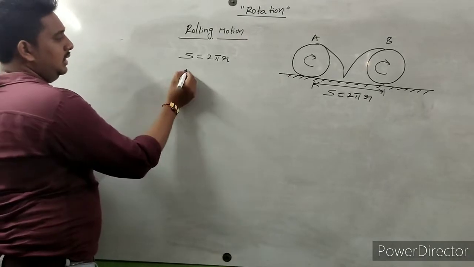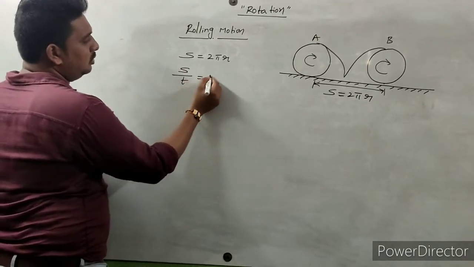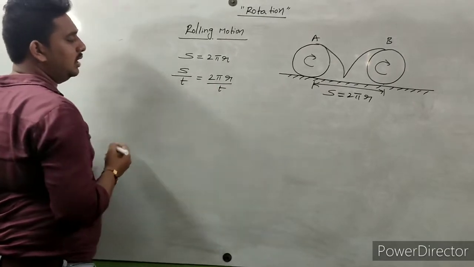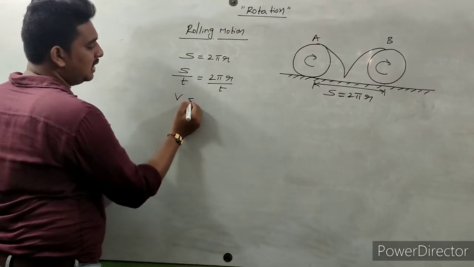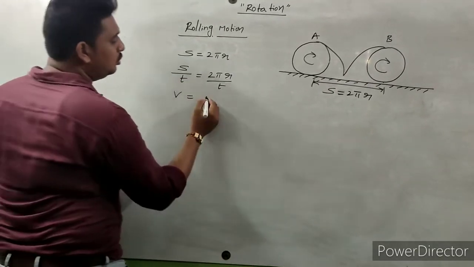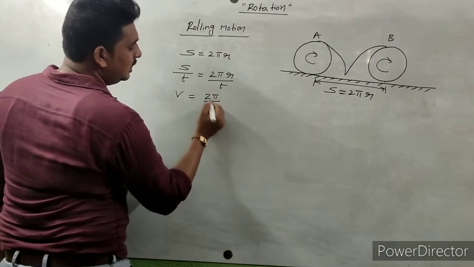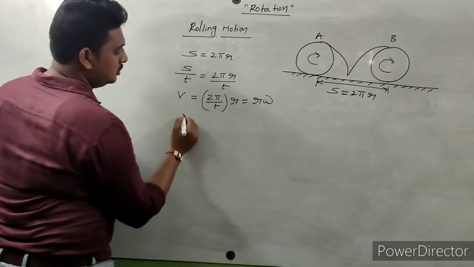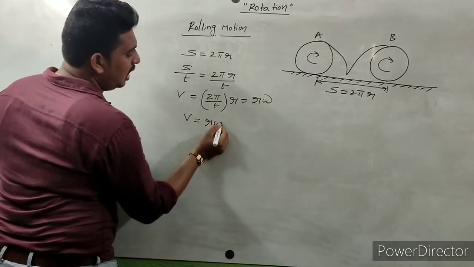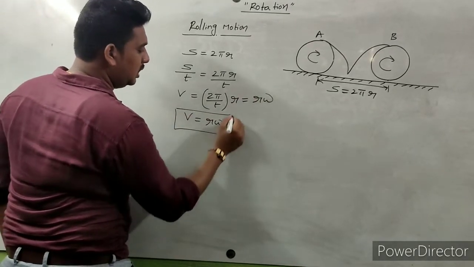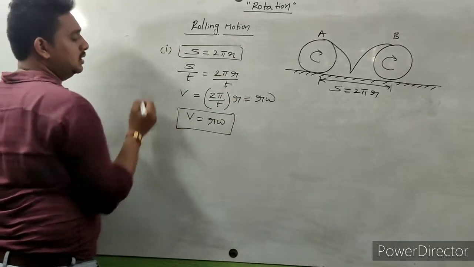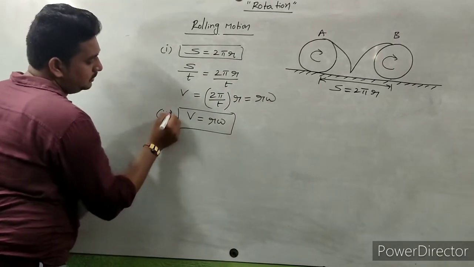So now displacement by time is equal to 2 pi r by t. Displacement over time is velocity. Velocity is equal to 2 pi by t into r, that is equal to r omega. So what we got, v is equal to r omega. So this is one formula, and this is the second formula.